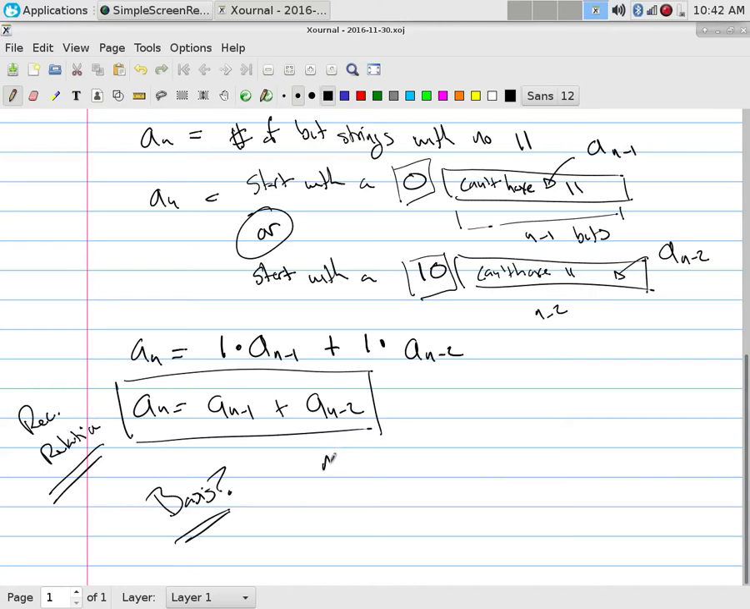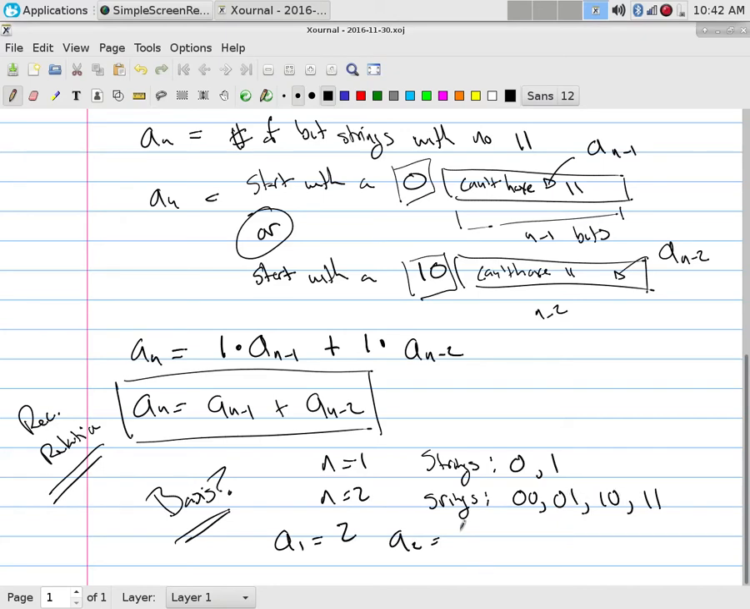All right, fine. For n equal to 1, what do your strings look like? If you have 1 bit, what are your strings? 0 or 1. For n equal to 2, what are the strings? 0, 0, 0, 1, 1, 0, 1, 1. What is a sub 1? How many of these strings of length 1 do not have a 1, 1? Both of them. So there's 2. What's a sub 2? For all those strings, how many do not have a 1, 1? 3 of them. So there's 3 possibilities.